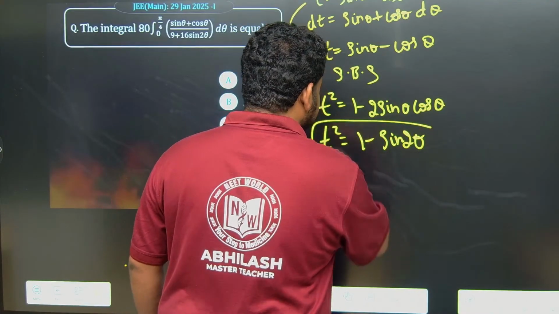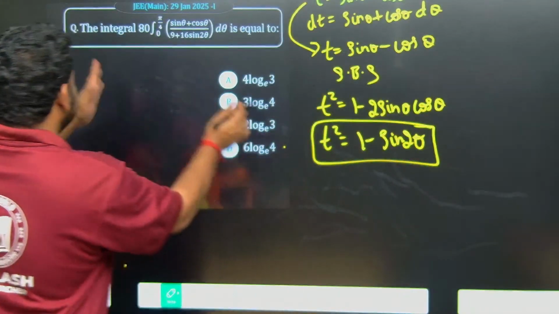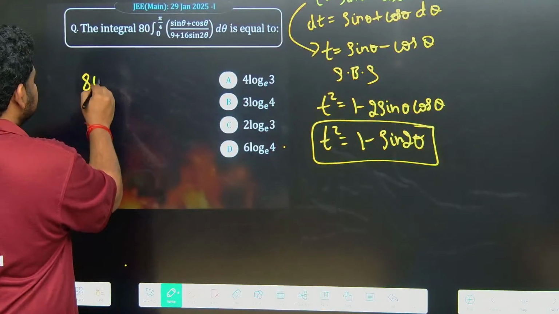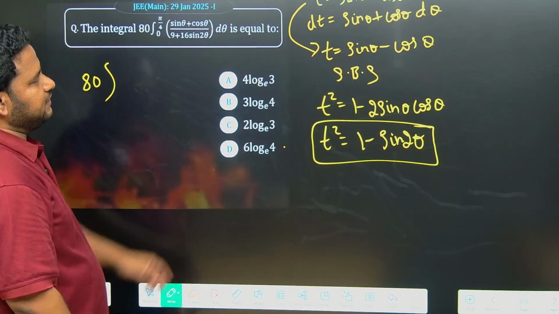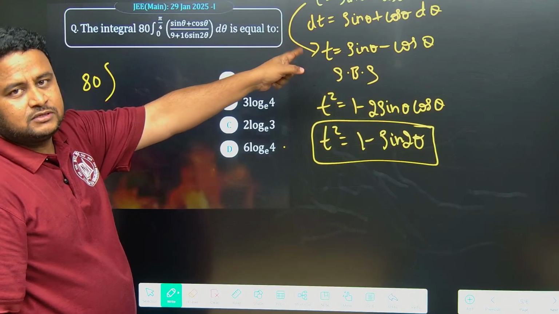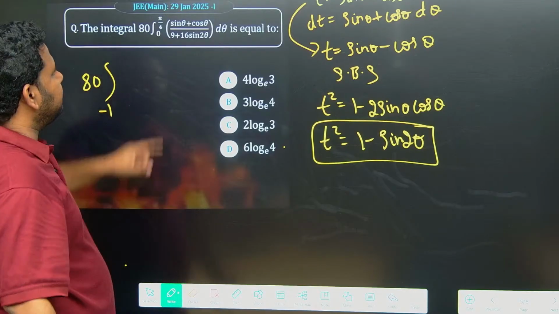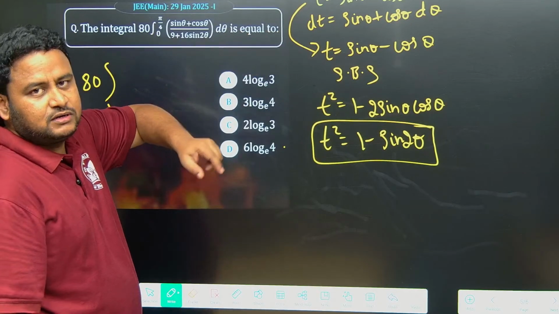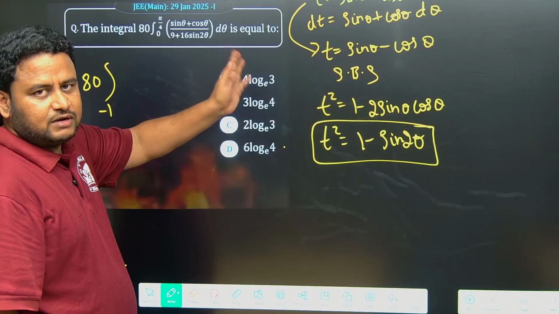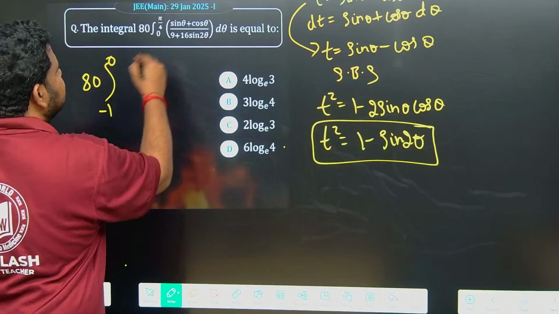This is one more important thing. Okay, now I will put all these values here. This integral will transform into 80 times the integral from 0 to pi by 4, the limit is given. If I put theta equal to 0, sin 0 is 0, but cos 0 is 1, so sin 0 minus cos 0 is minus 1. So this will run from minus 1. What about pi by 4? Sin pi by 4 minus cos pi by 4, both are the same, so 1 by root 2 minus 1 by root 2 will be 0. So the limits are minus 1 to 0.